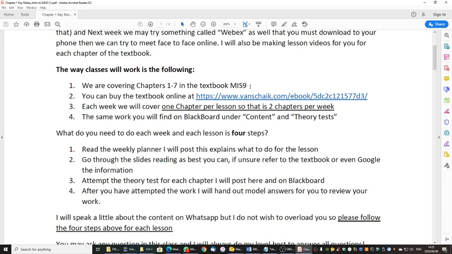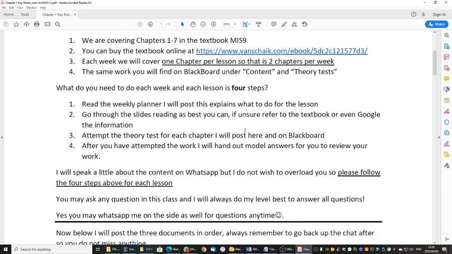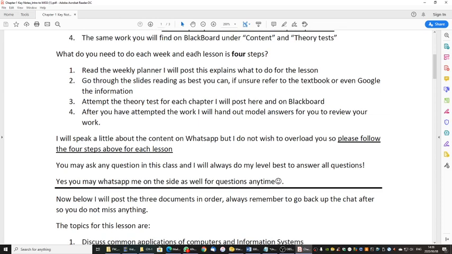We do have a textbook. The textbook is called MIS9. It is available online for purchase from the link we have posted. Each week we will cover one chapter per lesson, so that is 2 chapters per week. So for example, week 1 we will do chapter 1 and 2, week 2 we will do 3 and 4. Each lesson is 4 steps. We have given you guys a weekly planner with the page numbers to read in the textbooks, and we'll explain the outcomes for each lesson.